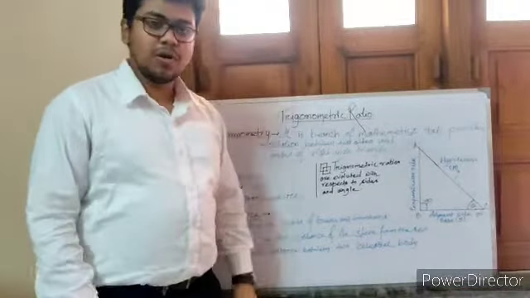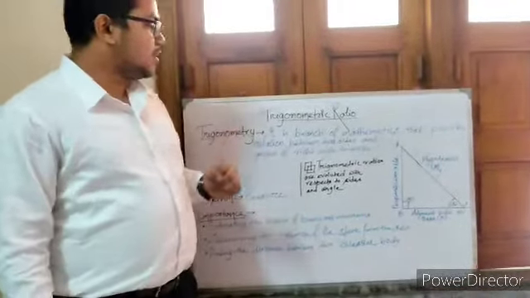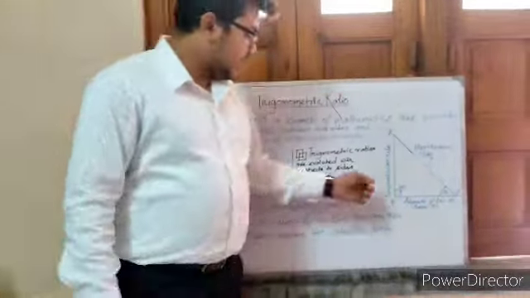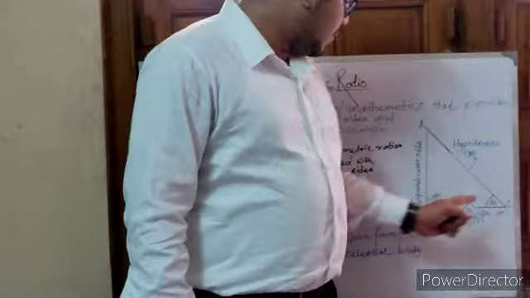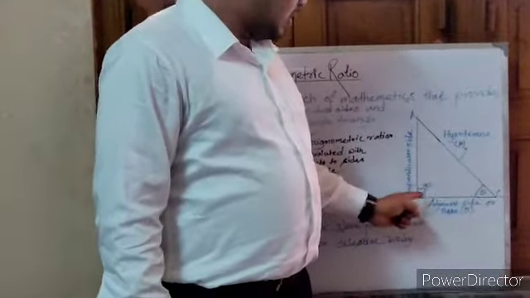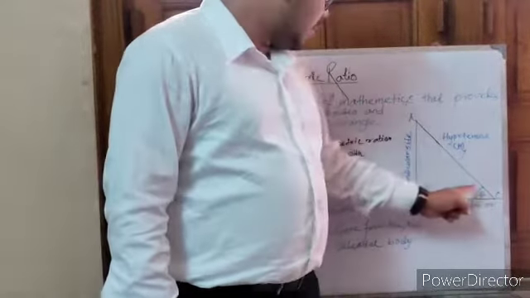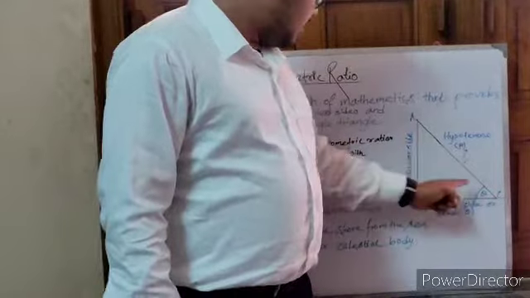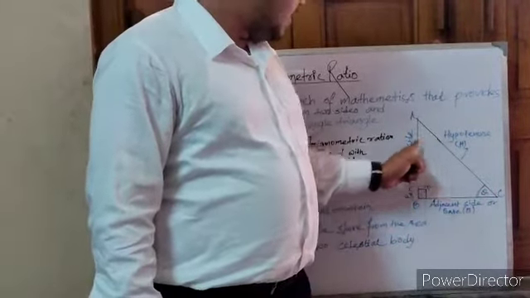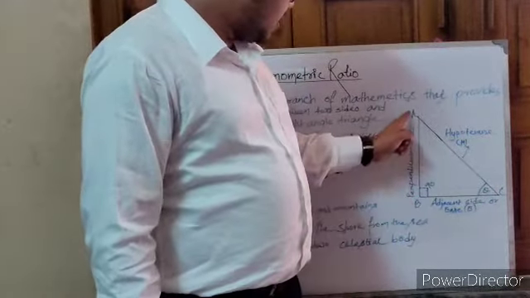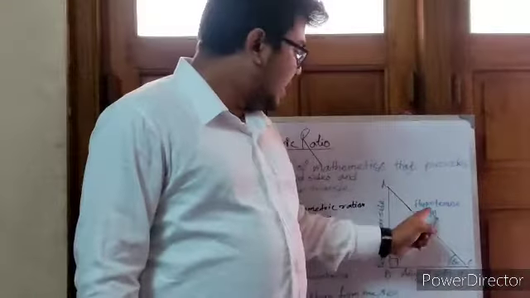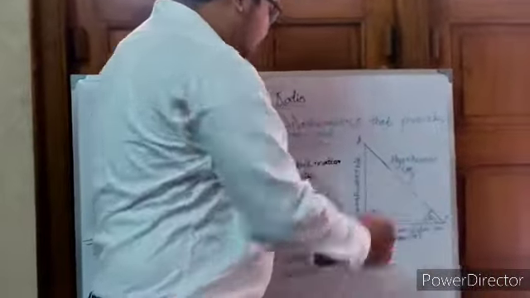Myself Shomodip Kundu, and we will learn today the trigonometric ratios. First we will see the diagram. Triangle ABC where angle B is 90 degrees, and we will measure the angle C by using the value of theta and the value of the base. Here we can see the perpendicular side, here the adjacent side, and here the hypotenuse.